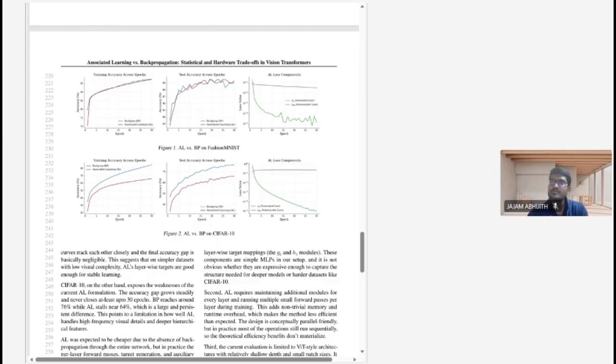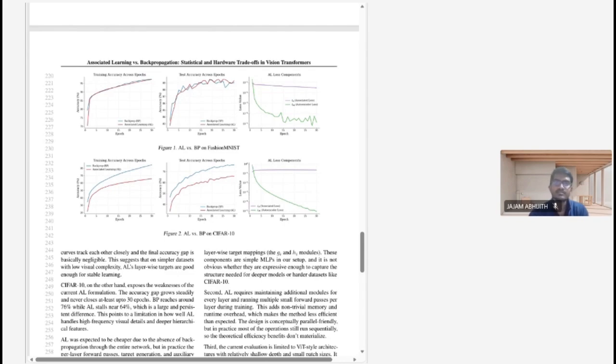CIFAR-10 has more complex visual patterns, so it has more color information and higher frequency details, and it requires more sophisticated hierarchical feature learning. And it seems that AL's layer-wise targets just are not rich enough to capture all that complexity. Without full gradient flow, the deeper layers are not getting the right learning signals, so they cannot build really good representations.